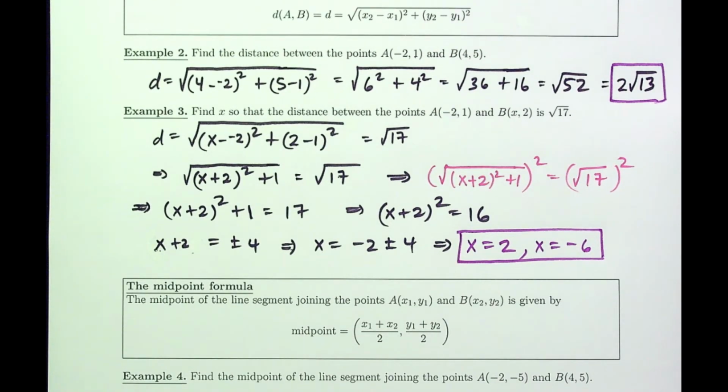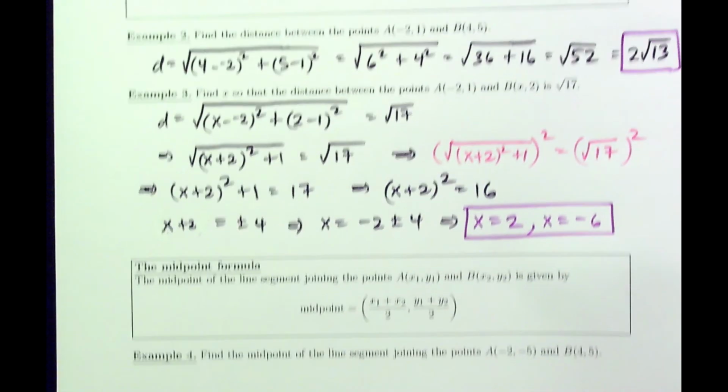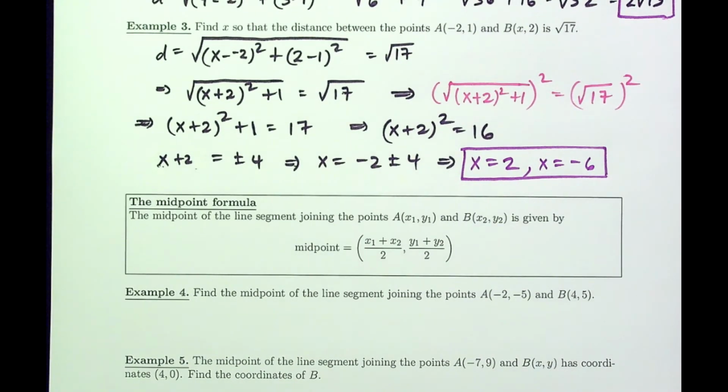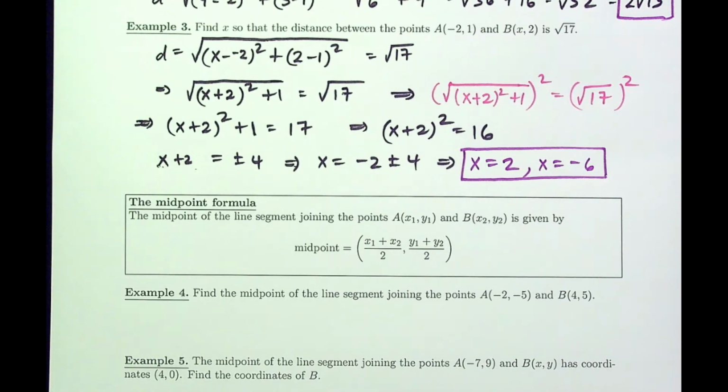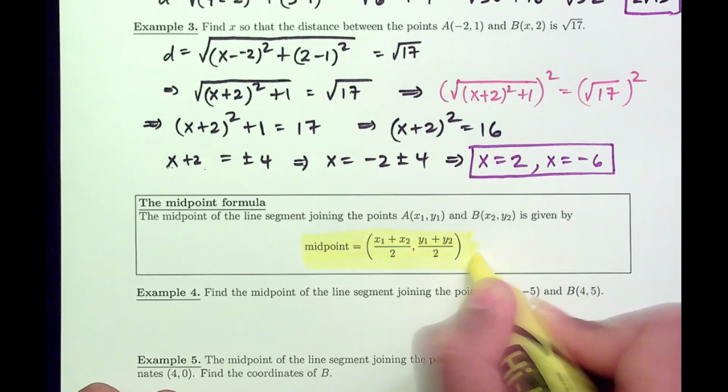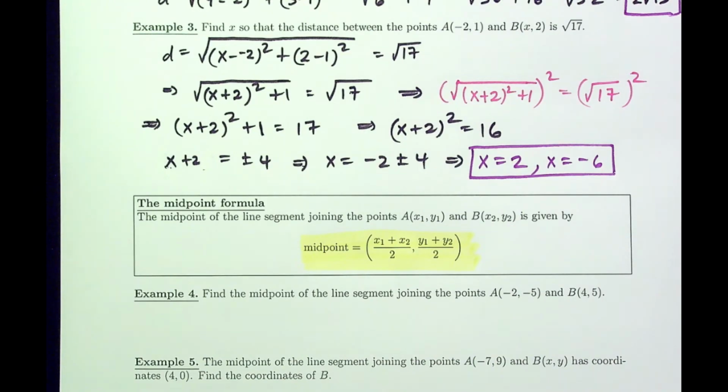Another formula that you should know is the midpoint formula. This is a formula for finding the point that is right in the middle between 2 points. So if you have 2 points on the plane and you join them with a line segment, then the point that divides the segment halfway, the point right in the middle, is called the midpoint. The formula for the midpoint is very easy to remember. It is basically just take the average of the x coordinates, so you have x1 + x2 divided by 2.